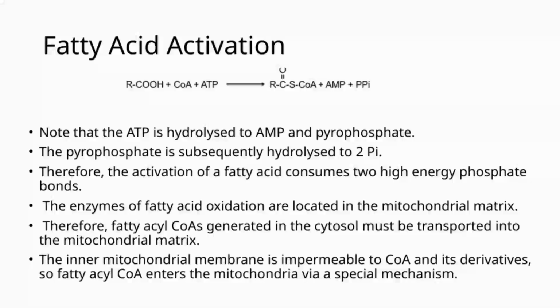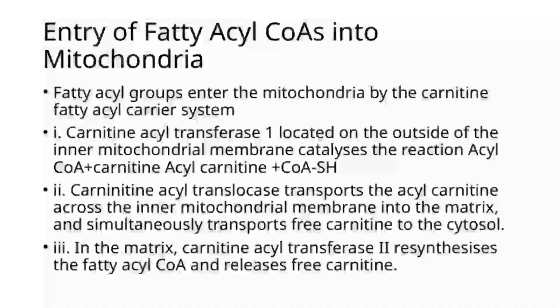Now, let's look at how fatty acyl groups actually enter the mitochondria, which is essential for their breakdown and energy production. The process involves the carnitine fatty acyl carrier system. First, on the outside of the inner mitochondrial membrane, we have an enzyme called carnitine acyl transferase 1. This enzyme catalyzes the reaction between acyl-CoA and carnitine, forming acyl-carnitine and releasing CoASH.